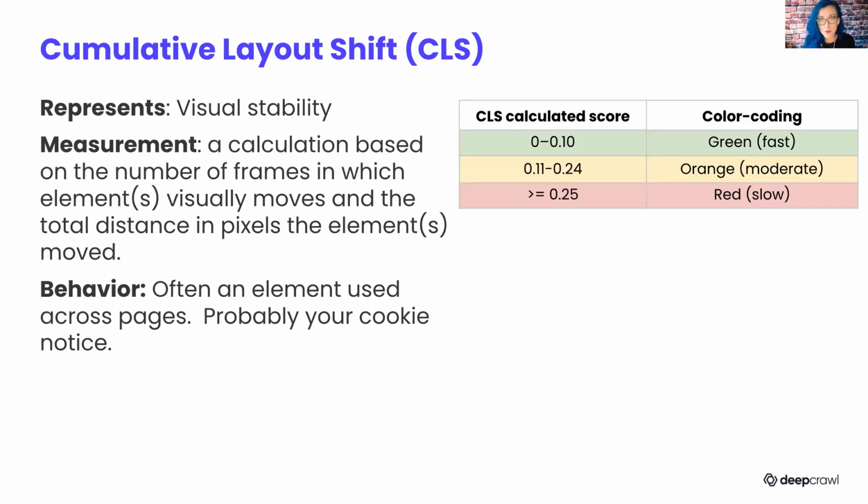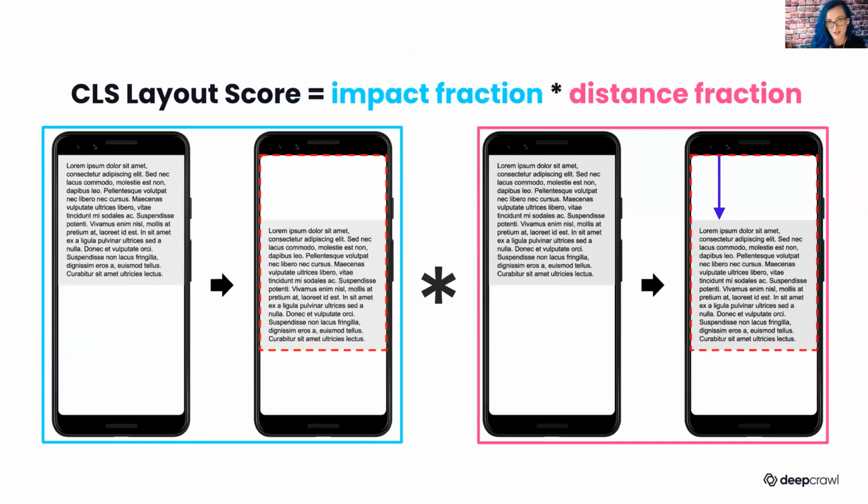Last up, cumulative layout shift. This is our "am I going to rage quit your page" metric. It represents visual stability. This one is unique because it's not time based; instead it's a calculated metric. Rather than being by template, it's typically by an element, like a repeated element such as your cookie banner. If you see a bunch of pages that don't seem to have anything in common, there's probably an element that's used across them. Our goal is to have this calculated score be under 0.1, and that's going to give us that fast, good experience.